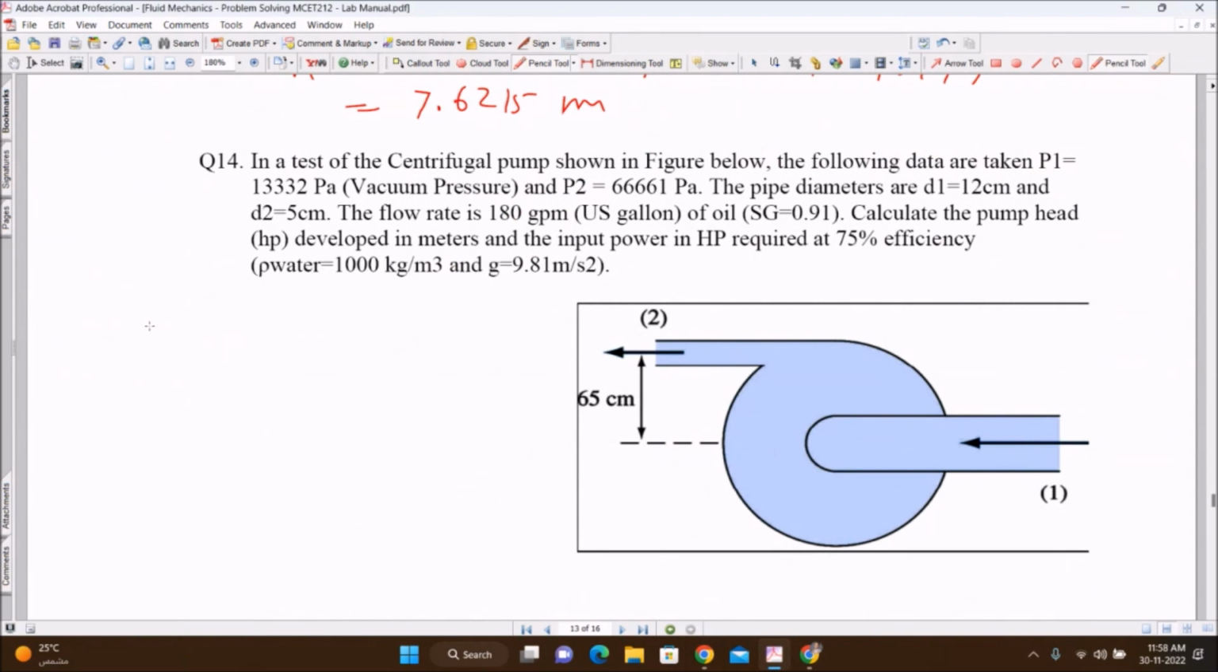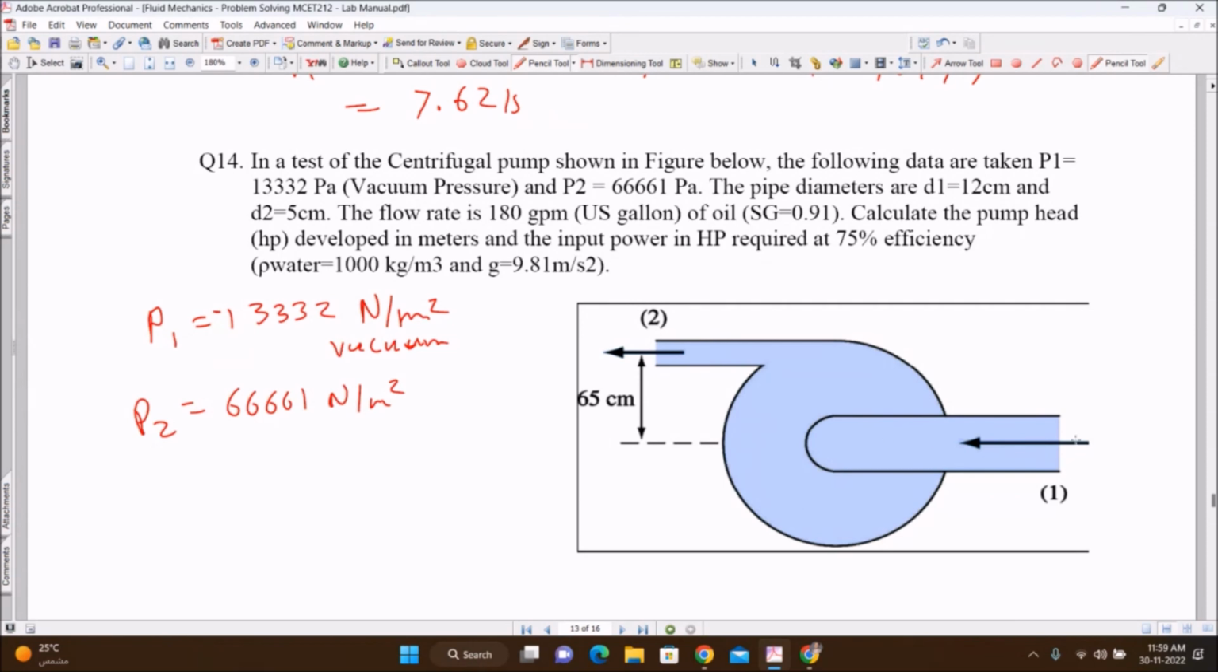In a test of centrifugal pump, the following data is given. So this is point number 1 inlet and point number 2 outlet. P1 is equal to minus 13332 Pascal, means Newton per meter square. Minus is taken for vacuum. Remember, this is very important. The P2 is given as 66661 Newton per meter square.